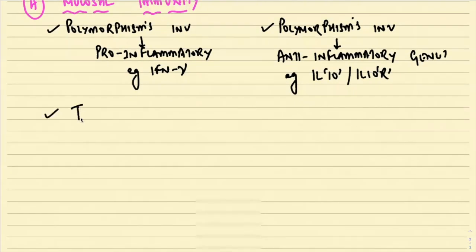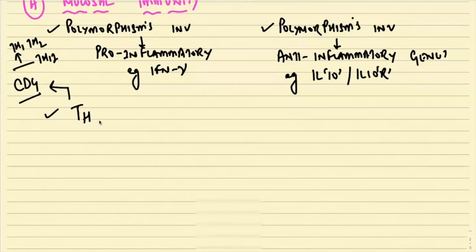Similarly, there are T helper cells. Now, do you know which are the T helper cells? These are the CD4 plus T cells. And the CD4 plus T cells, they are of how many types? They are of three main types. If you remember, it is T helper 1, T helper 2, and T helper 17. Just brushing up your basic knowledge.